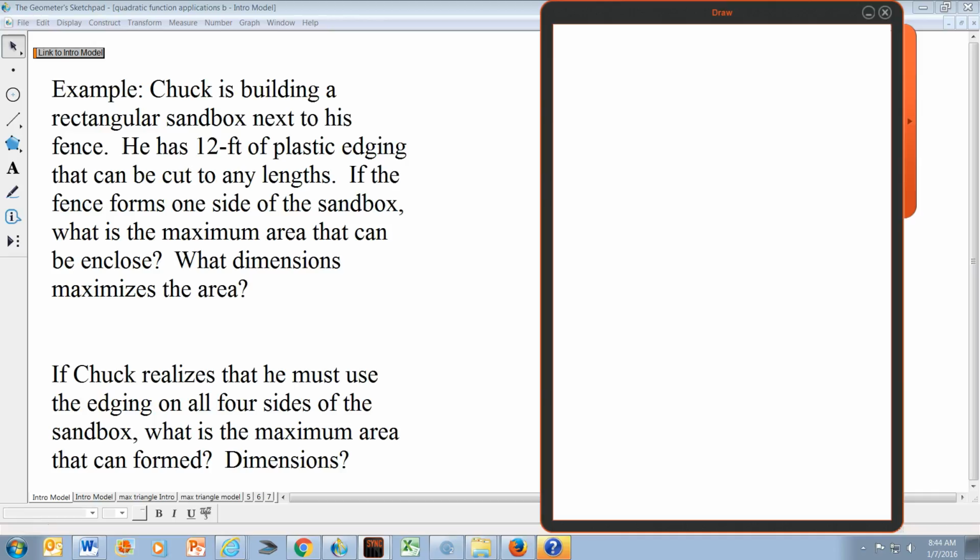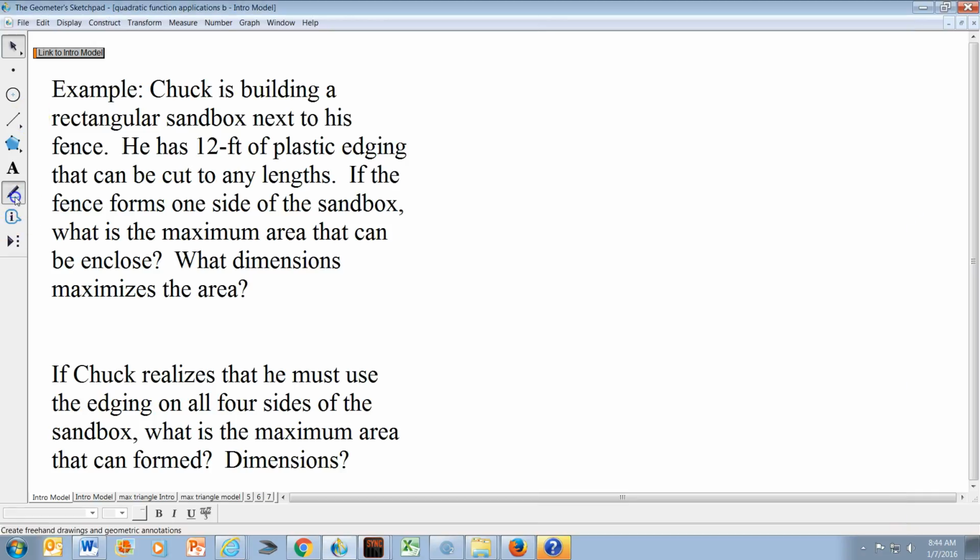And let's take an example of a problem over here. In this problem, it says Chuck is building a rectangular sandbox next to his fence. He has 12 feet of plastic edging that can be cut to any length. If the fence forms one side of the sandbox, what is the maximum area that can be enclosed? What are the dimensions that maximize the area? Let's identify some keywords. We're building a rectangular sandbox. We know we have 12 feet of material to use, and we want to maximize the area.